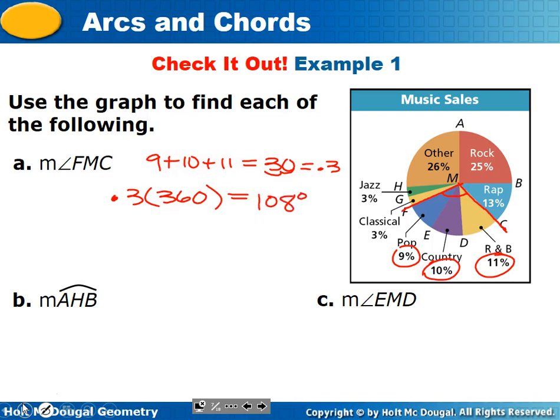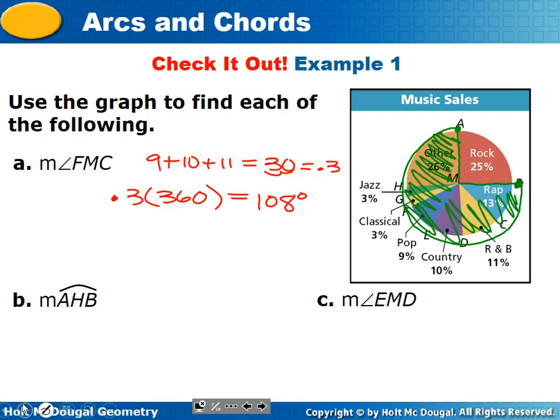All right, so for the next one, I'm going to go ahead and erase this so we can work through it. The next one is asking us about arc AHB. So once again, I'm going to draw this arc on the outside of my circle. It starts at A, and then it goes around to H, and it goes all the way around here to B. So that is all of that. I'm going to go ahead and shade it in for y'all so you guys can see it. So it's all of this.